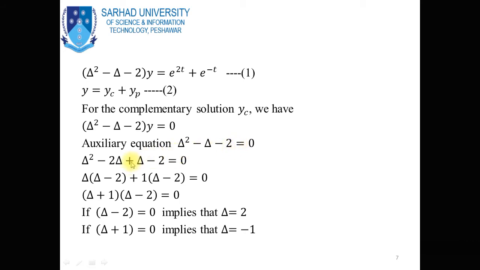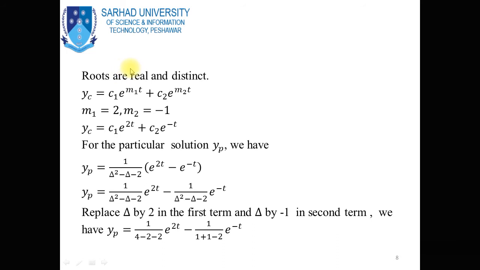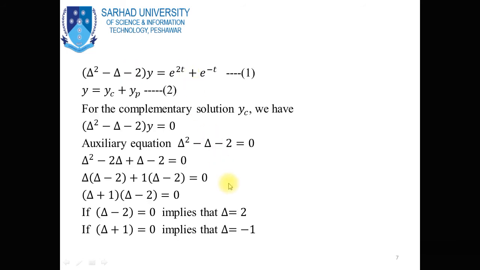So by sum and product we obtain del square minus 2 del plus del minus 2 is equal to 0. Now taking common del from these two terms, del into (del minus 2) plus 1 into (del minus 2) is equal to 0. Now we can write (del plus 1) into (del minus 2) is equal to 0. If del minus 2 is equal to 0, this implies that del is equal to 2, and del plus 1 is equal to 0 implies that del is equal to minus 1. Now roots are real and distinct. You see over here one root is 2 and the other root is minus 1.